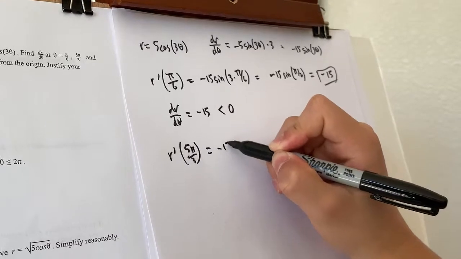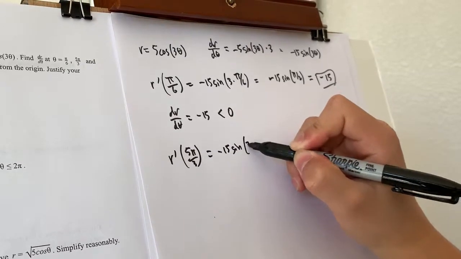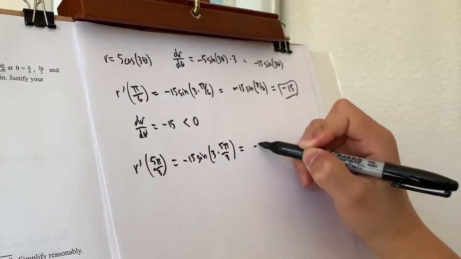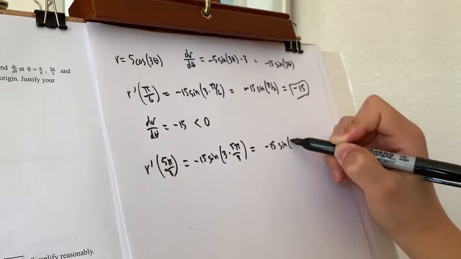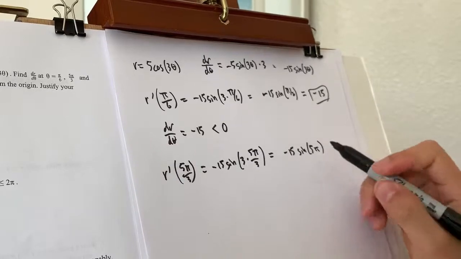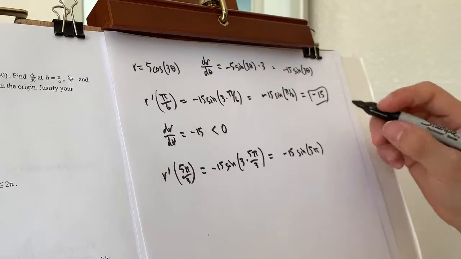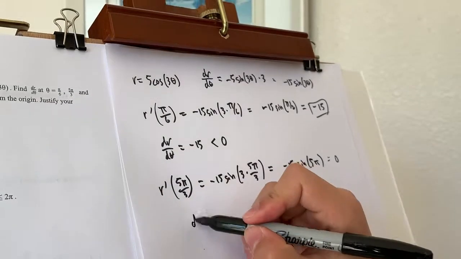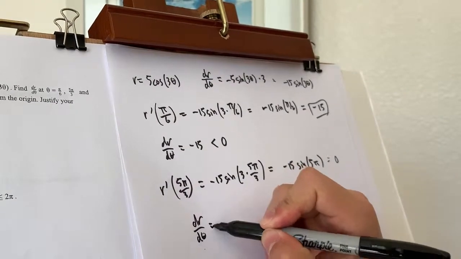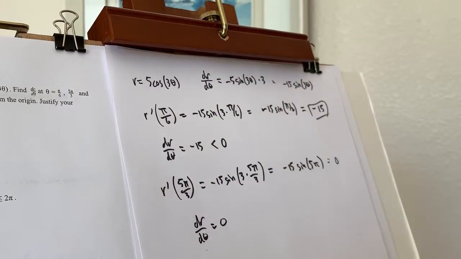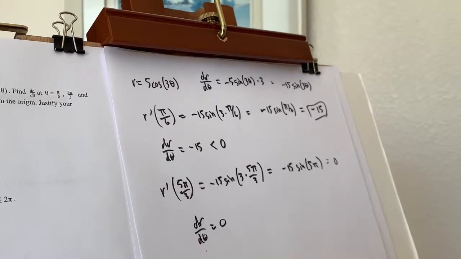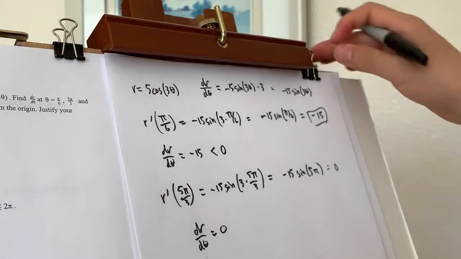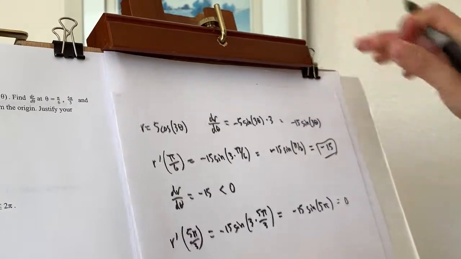Okay, now we have r prime at 5 pi over 3. So this equals negative 15 sine of 3 times 5 pi over 3, and this equals negative 15 sine 5 pi. Now any multiple of pi with the sine function is 0, so this equals 0. So since dr/d theta equals 0, the particle is not moving towards or away from the origin and is staying in place. Okay, now on to the next example problem.